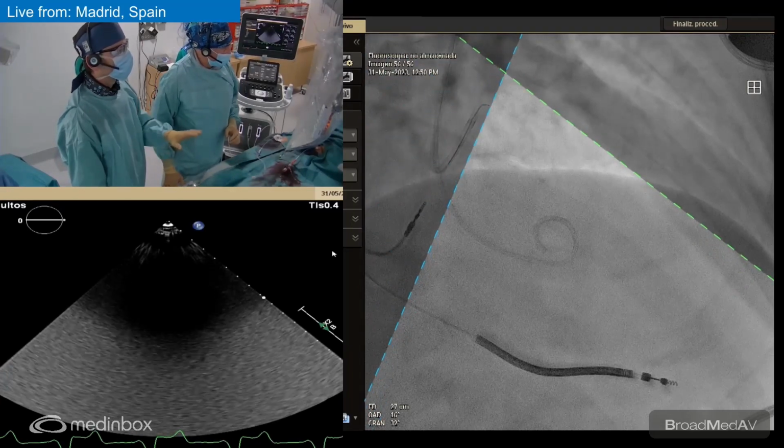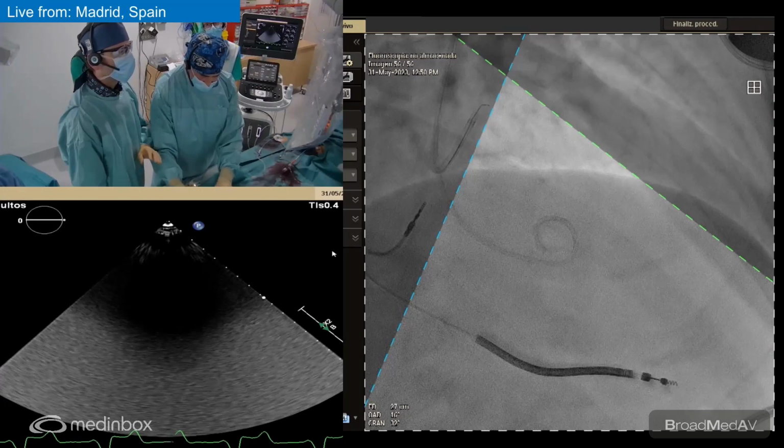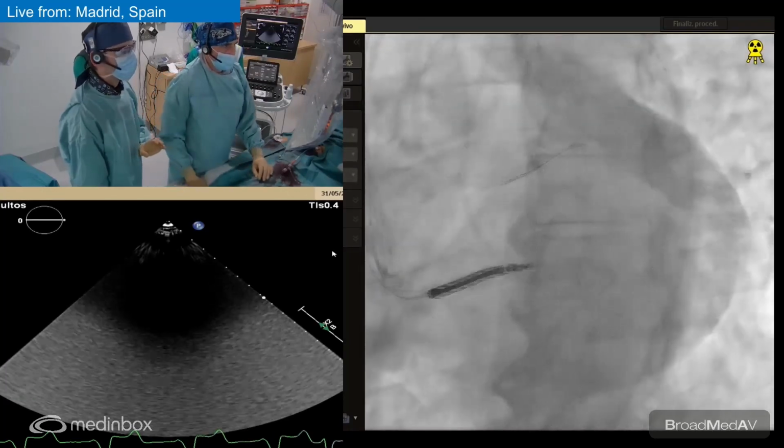So probably if you're doing this procedure in your labs, it's not a good idea to do 3 or 4 septals in the first day.